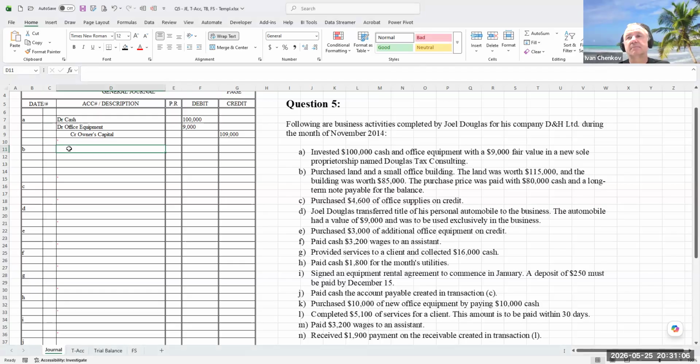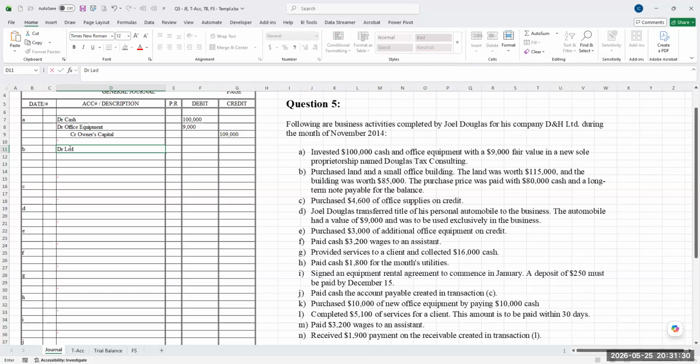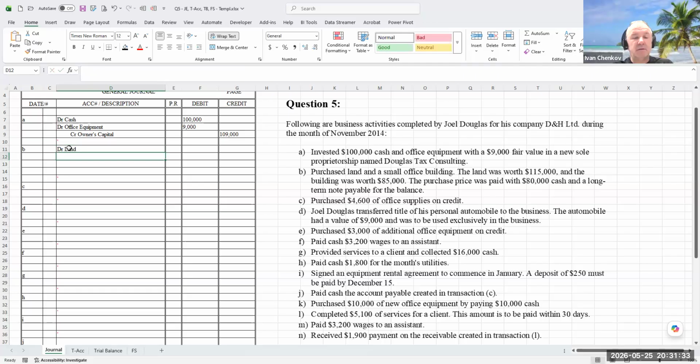What does the business get? Two assets, correct? What's the first asset? Are you guys with me? Land and the building. Debit land and debit building, right? Now we have to put some value. The land value is 115,000 and the building value is 85,000. Total $200,000.